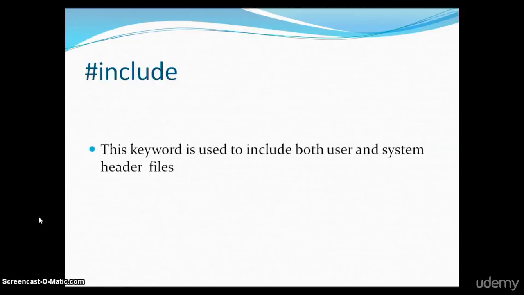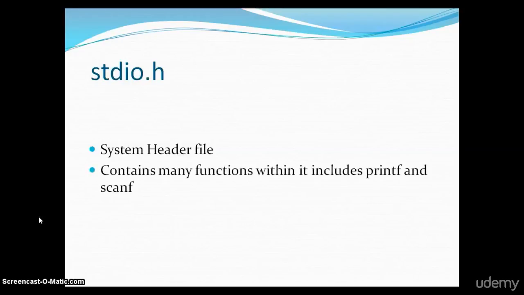First we will be starting with hash include. This keyword is used to include both user and system header files. It is called a preprocessor directive. We will include a header file stdio.h, which stands for standard input output header file. This is a system header file. It contains many functions within it, including printf and scanf.